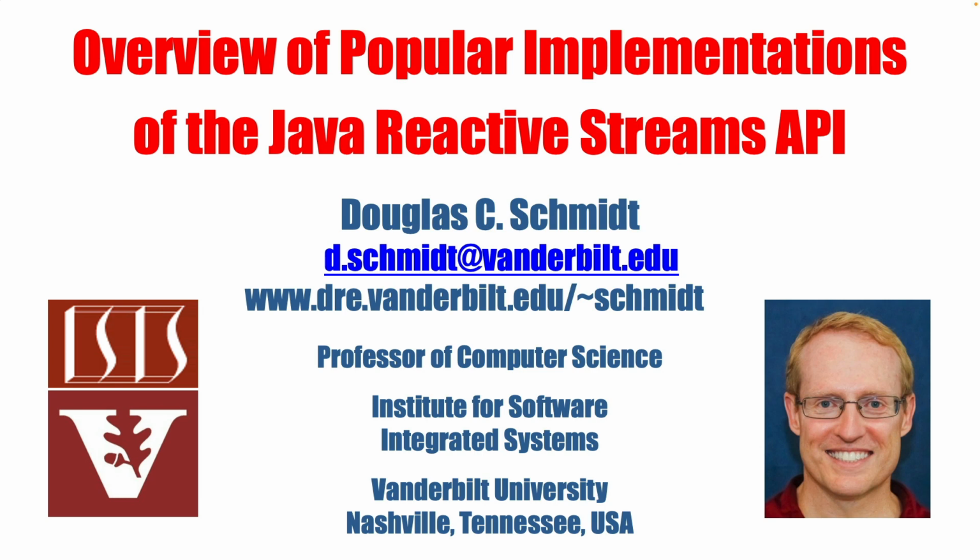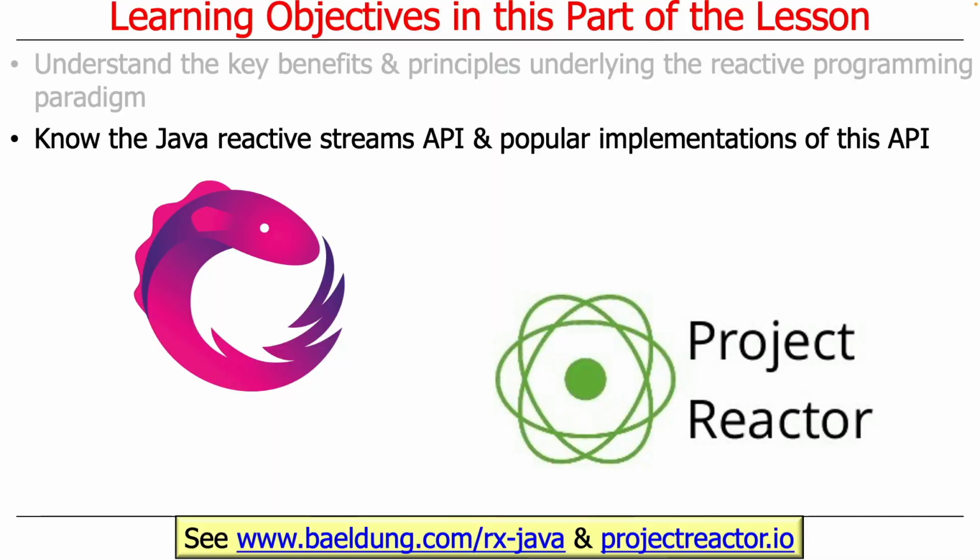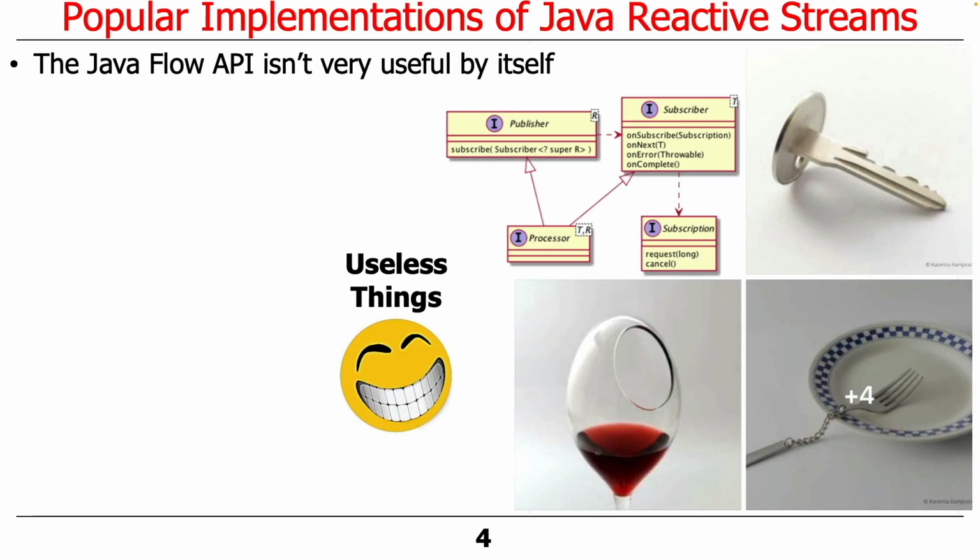So I just gave you an overview of the Reactive Streams API. And it turns out, for a variety of reasons, that's useful in a limited sense, but we need a lot more. And so we're going to talk now about some of the popular implementations of said API and all the cool things that they add above and beyond what comes out of the box from Java 9. So first and foremost, the Java Flow API isn't very useful by itself.